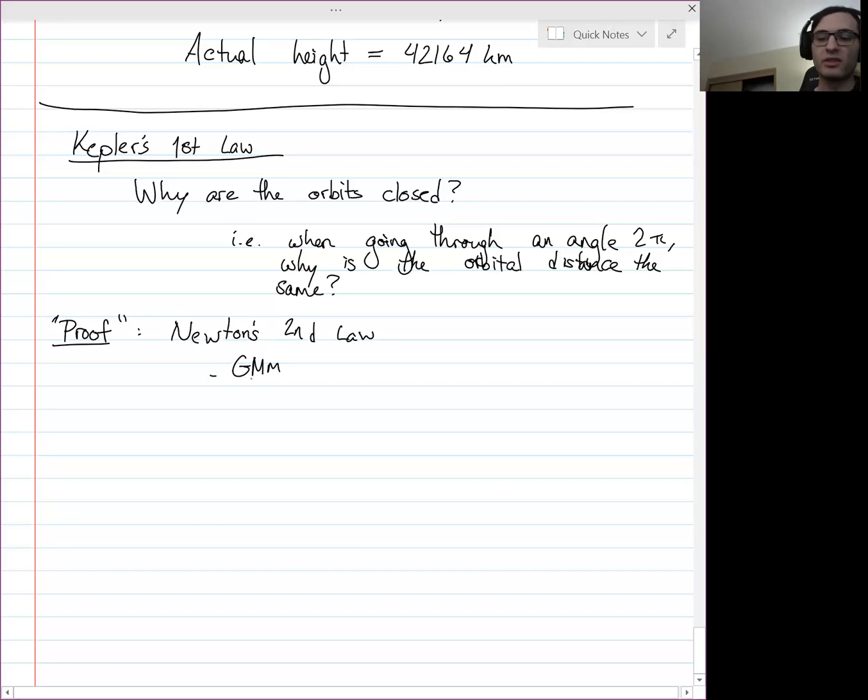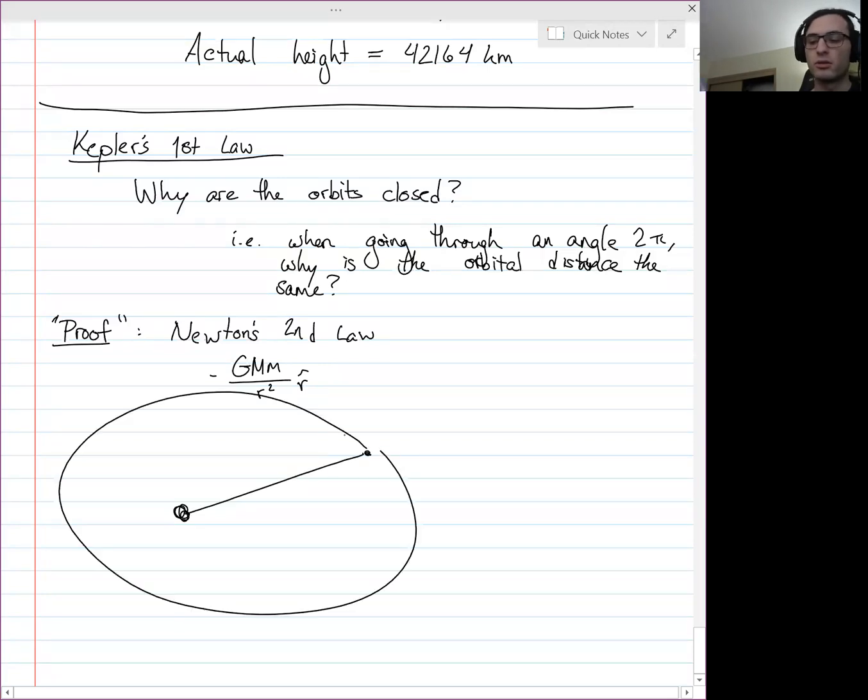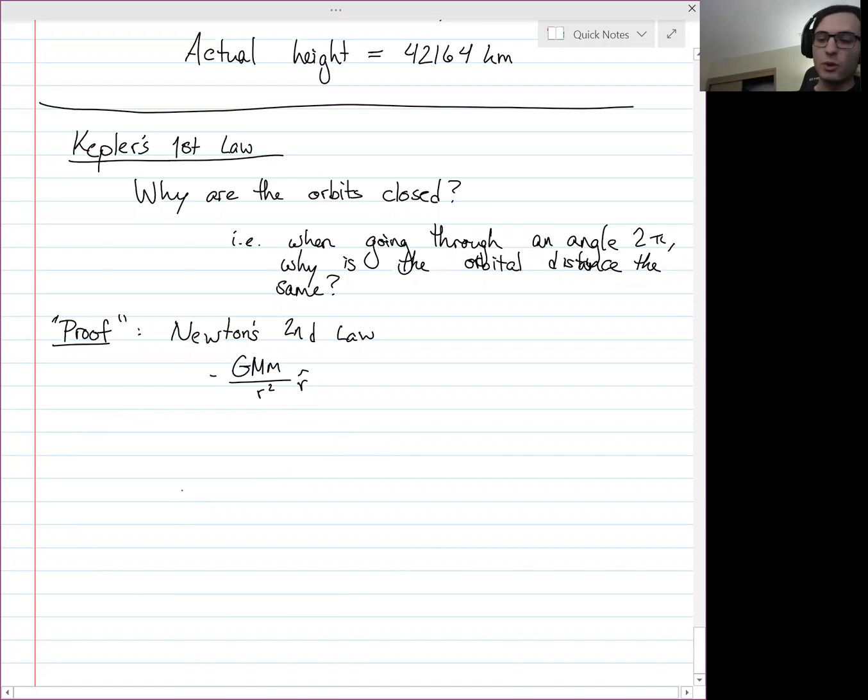Capital M is the big gravitating body, lowercase m is the mass of the small orbiting body. That's just the notation that we're going to use. So negative GMm over r squared in the r hat direction. Remember, r hat goes from the gravitating body to the orbiting body. This is equal to little m times the time derivative of the velocity. This is F, this is ma.